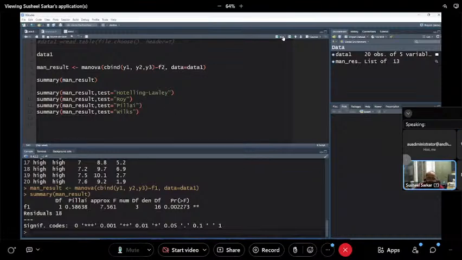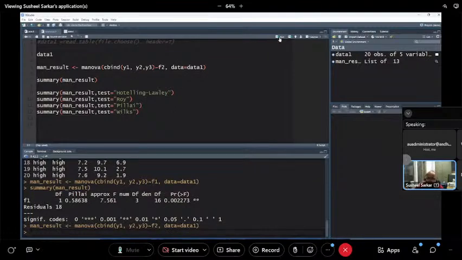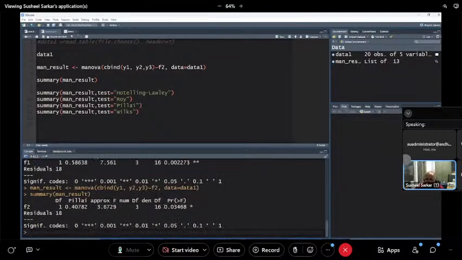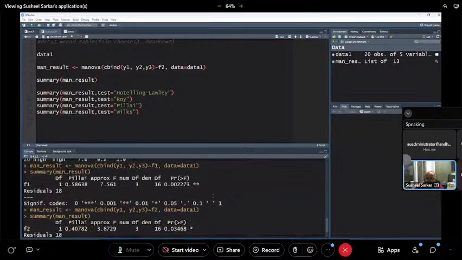So again, if we run this line and see the summary of the result, here we are getting 0.03. If your alpha is 5%, this is significantly different. If your alpha is 1%, this is not significantly different, because this value is less than 0.05 but more than 0.01. This single star says it is significant at 5% level, whereas earlier it was significant at 1% level also. That's why there were 2 stars.